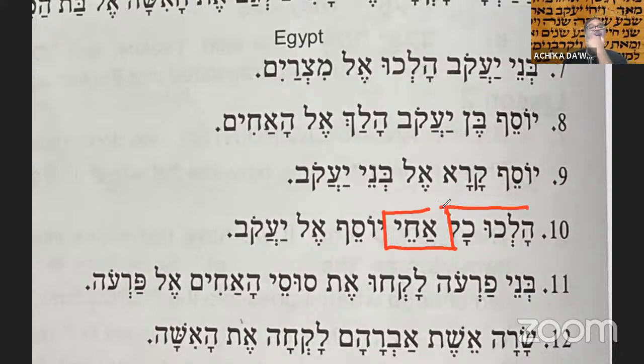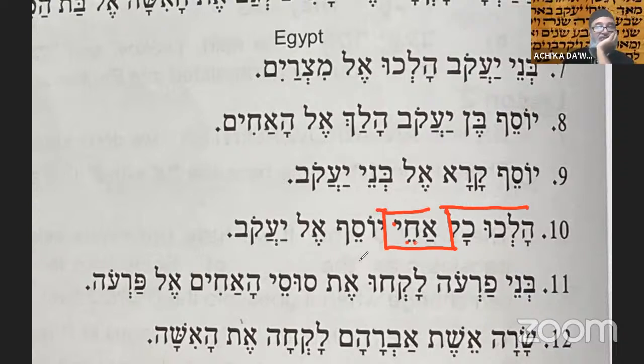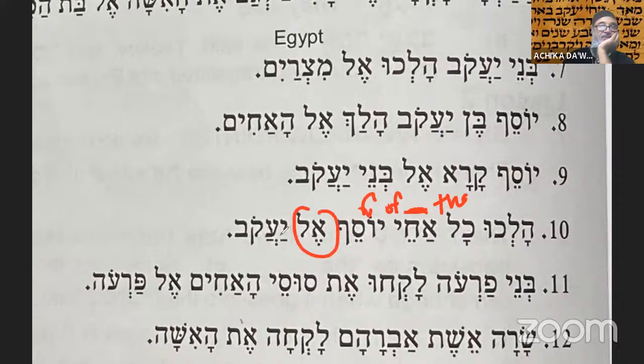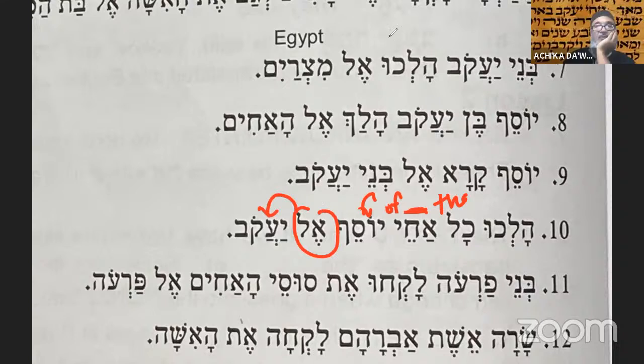Okay. What's this? Brothers. Two dots and a yod, brothers. Of who? Yosef. So really, this should be all the brothers of Yosef. To where did they go? To Yaakov. Good job. Okay.